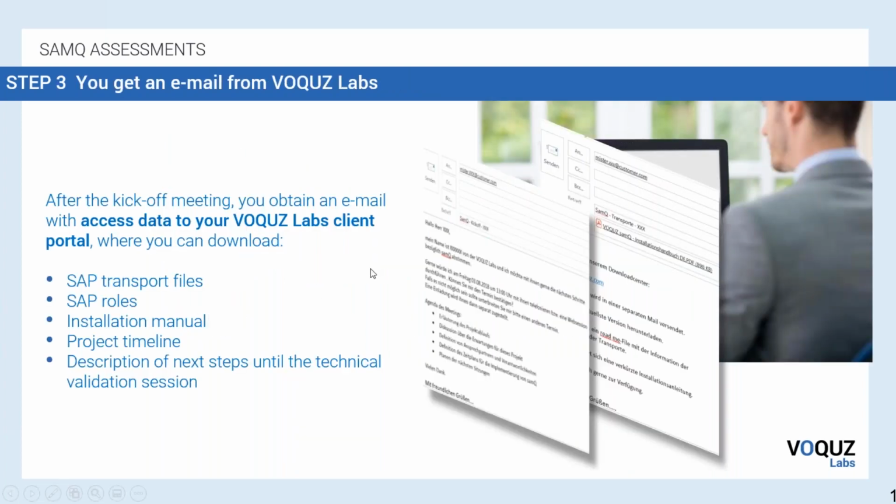Okay, once you've kicked off this here, you'll get an email from us. It's really easy. You go into our portal, you download the relevant SAP transport files for SAMQ, the relevant roles. There's only 2 of those roles, an installation manual, the project timeline, and we set up the next steps in terms of the technical validation sessions, okay, a session with you.